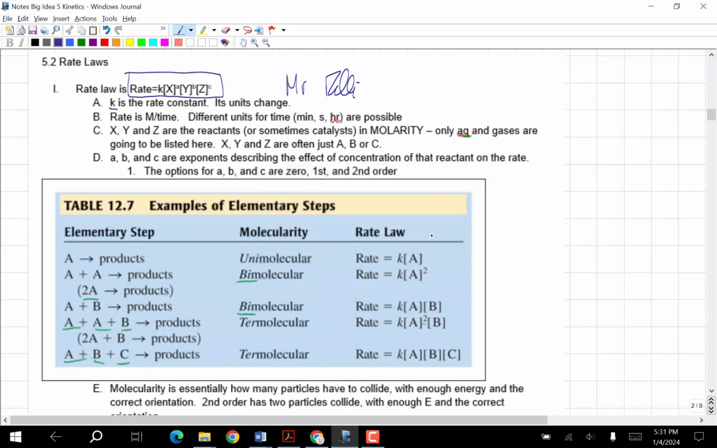A, B, and C are exponents describing the effect of the concentration of that reactant on the rate. Options for A, B, and C are 0, first, and second order. That's only for AP Chemistry. There are other ones, but really for us, there's only going to be 0, first, and second, and they are not the coefficients. We are often tricked into thinking they are, but they are not the coefficients.